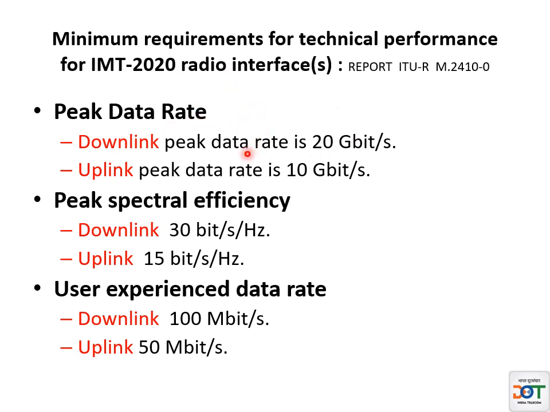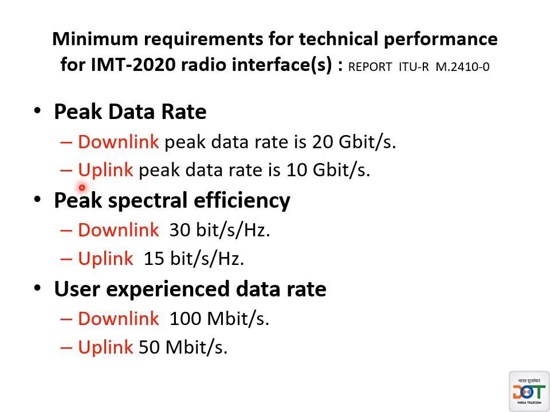There is no bar if some specification making body is able to achieve more than this. The peak data rate defined by ITU is 20 gigabit per second in downlink, and the peak data rate in uplink is defined as 10 gigabit per second, which is the minimum requirement. So at minimum this has to be achieved. And what is the peak data rate? It is the data rate which can be achieved by allocating all the radio resources in a cell to one mobile in an error-free condition. Whatever data rate it is able to achieve will be called the peak data rate in uplink and downlink.